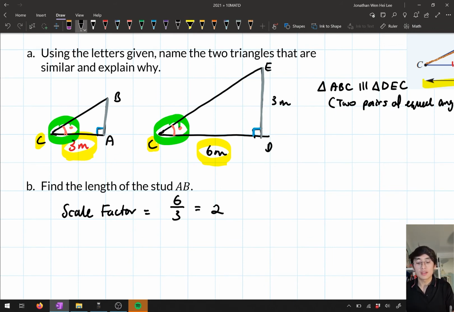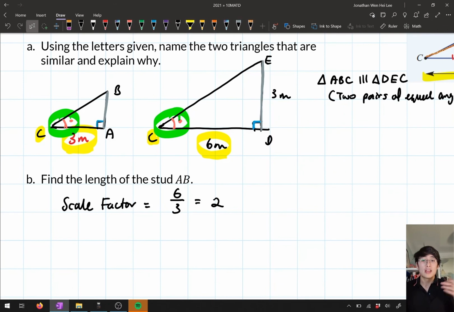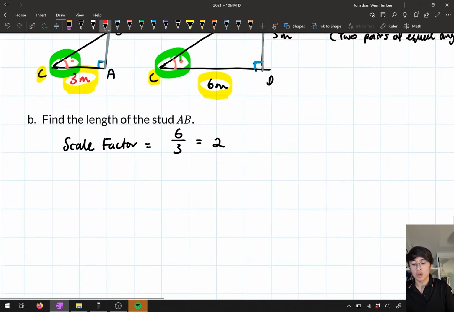And so what this tells me is that if I want to go backwards, actually, so notice here, what we want to do is find the length of AB. AB is in my smaller triangle, and so what I'm going to do is divide the measurement in my bigger triangle. Now, if we had done the steps from the previous example, I'm going to show you what not to do for this one.